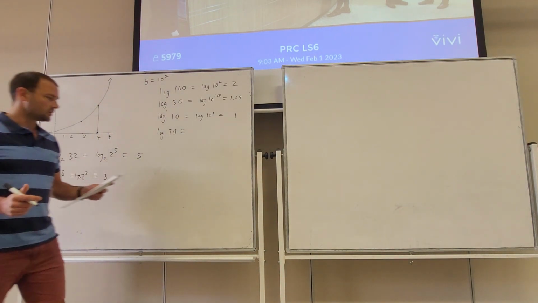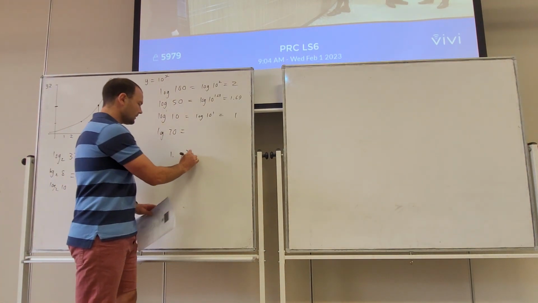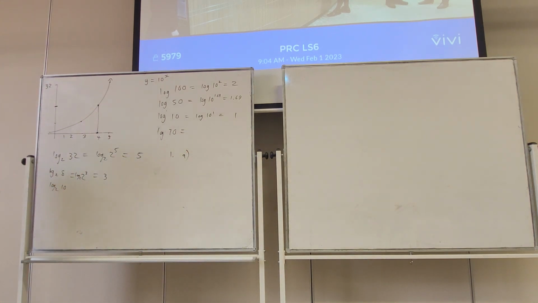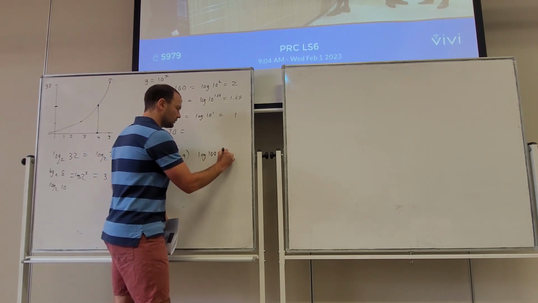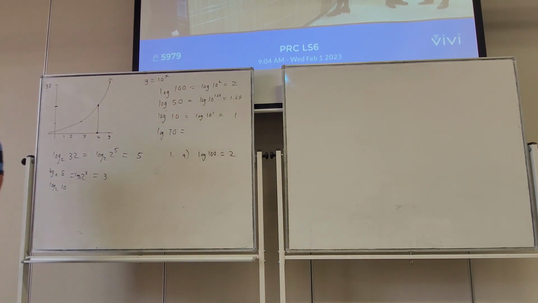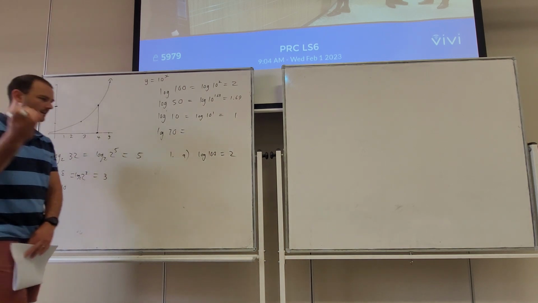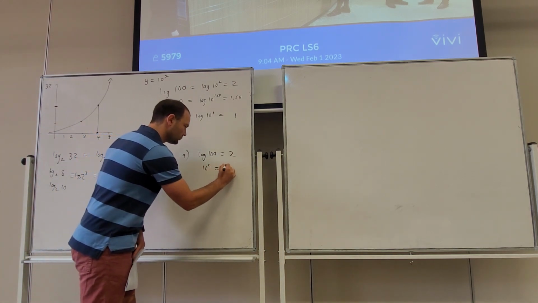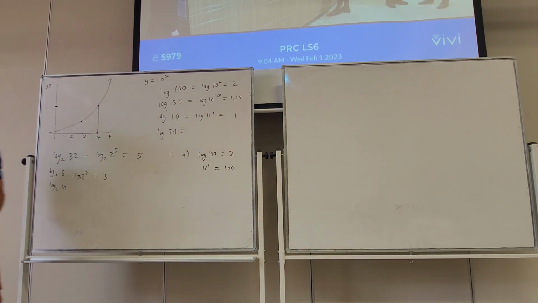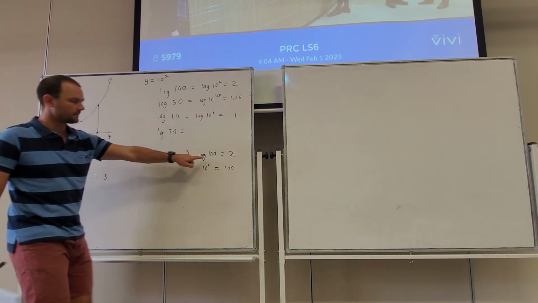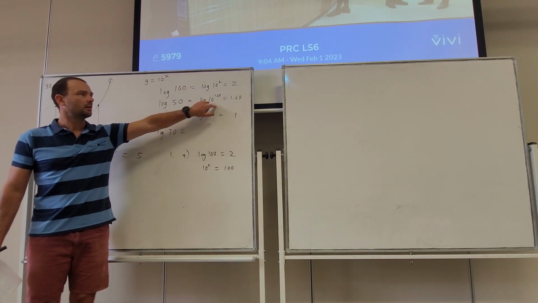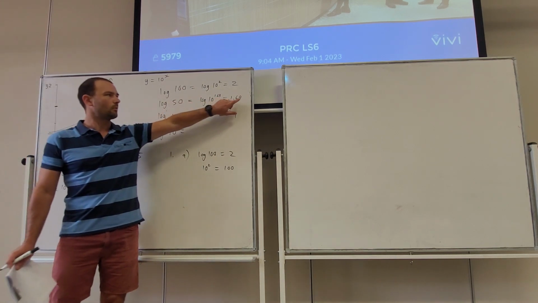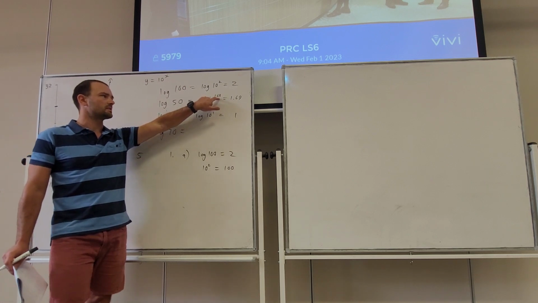So to start with, for question 1A, write an equivalent exponential statement. So the logarithmic statement is log of 100 equals 2. What's the base of this logarithm? It is 10. This means 10 to the power of 2 equals 100. We have log of 100 is 2, it means the base of the logarithm to the power of 2 is going to equal this number. If we have log of 50 is 1.69, then 10 to the power of 1.69 is 50.